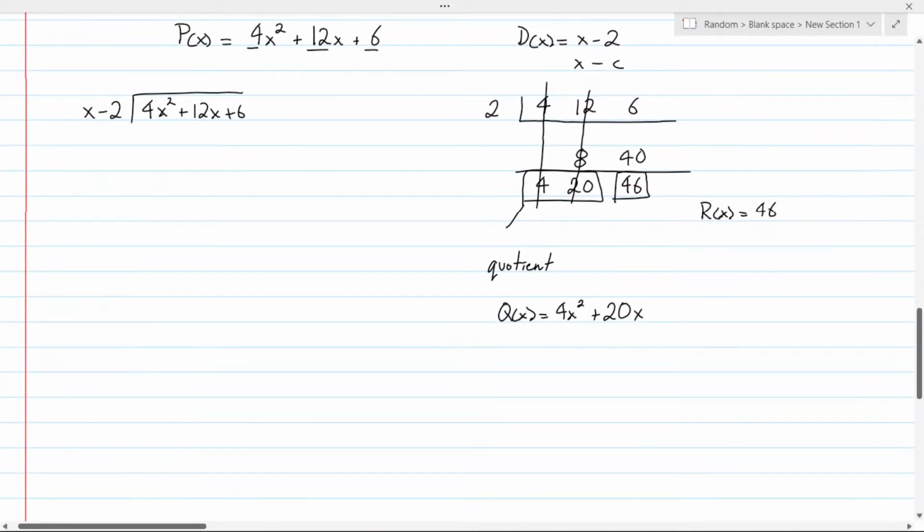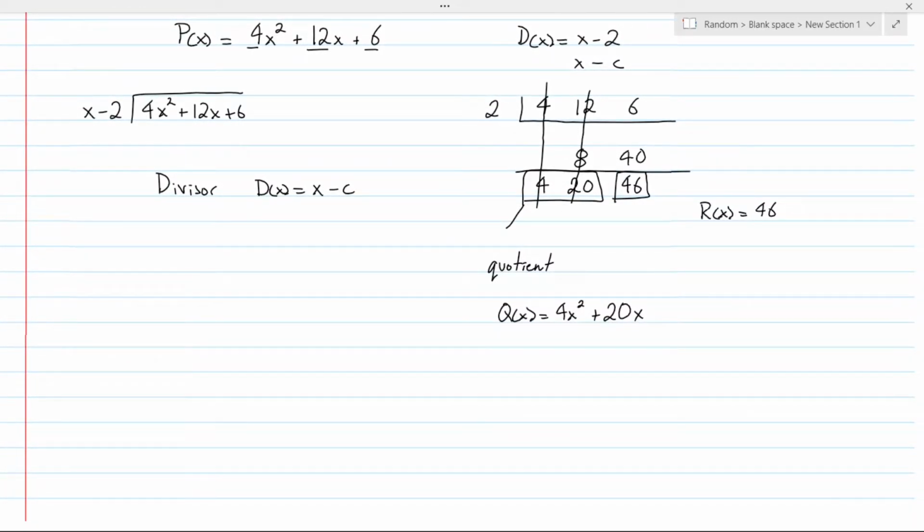Synthetic division works when the divisor is of the form x minus c, because in this case we had x minus 2. But of course we could also have had x plus 2, because we could have written x plus 2 as x minus minus 2.